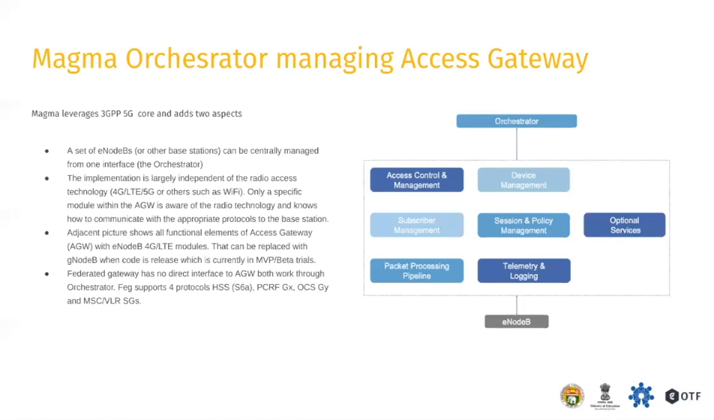For example, in that case we have to involve the federated gateway, which is not shown in the picture. The Magma orchestrator can be used standalone with the access gateway without having to deal with the federated gateway, provided it's Wi-Fi or a standalone implementation.